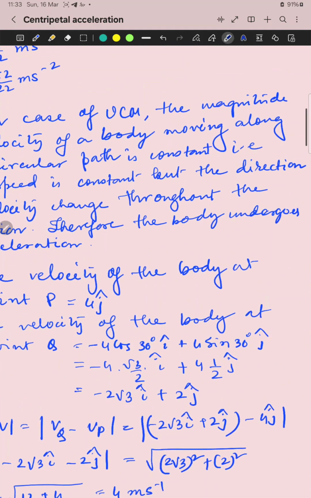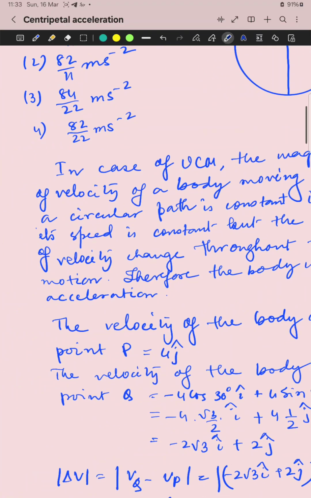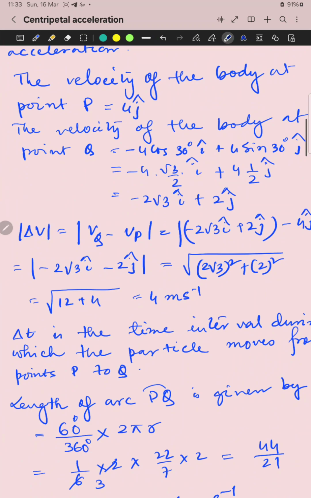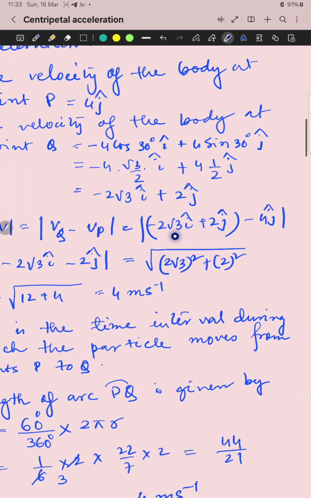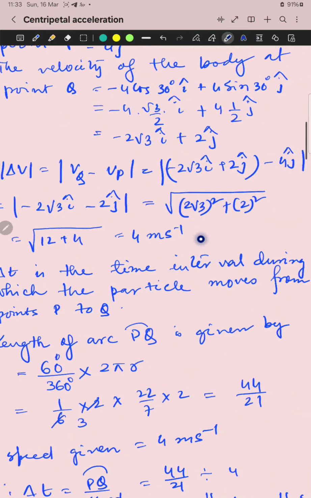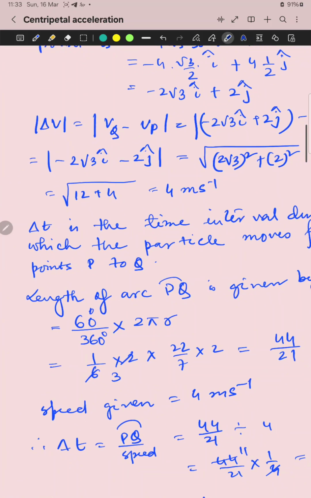Now for finding the average acceleration, we need to find the change in velocity. So the change will be the final velocity at point Q minus the initial velocity at point P. That is why I have subtracted the two velocities at Q and P, which gave us the magnitude 4 meters per second.